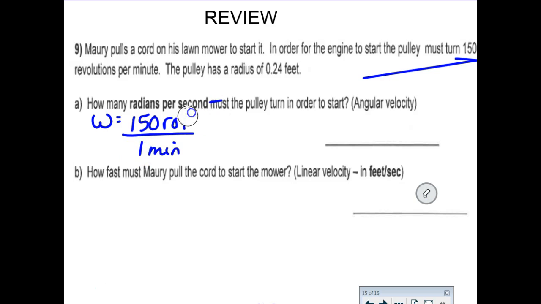I used the wrong word. They said revolutions. Does not matter, though. And then we're going to convert revolutions to radians, and then they also want per second, so we have to convert minutes to seconds. So I'm going to go 2 pi radians per 1 revolution. That'll convert the radians. And then in 1 minute, that's equivalent to 60 seconds. So my favorite part of these questions is to make sure my labels work out. I'm going to end up with radians per second.